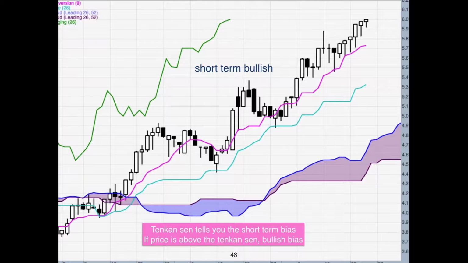The Tenkan-sen is a fast indicator. It provides the short-term support and resistance. If price is above the Tenkan-sen line, the short-term bias is bullish. The Tenkan-sen also shows the strength of the short-term momentum. The steeper the slope of the Tenkan-sen, the stronger the momentum. In this chart, the line is moderately sloped upward. This shows moderate momentum.